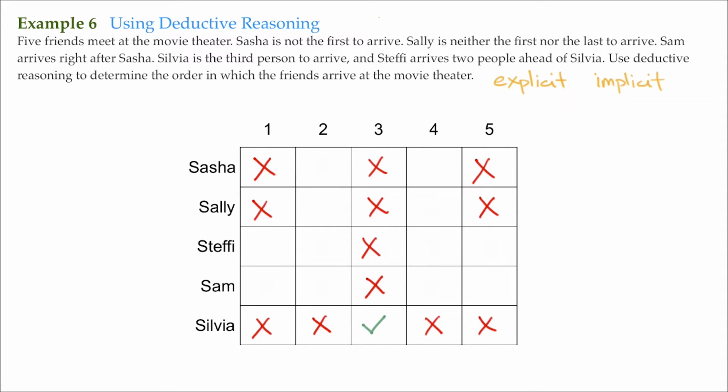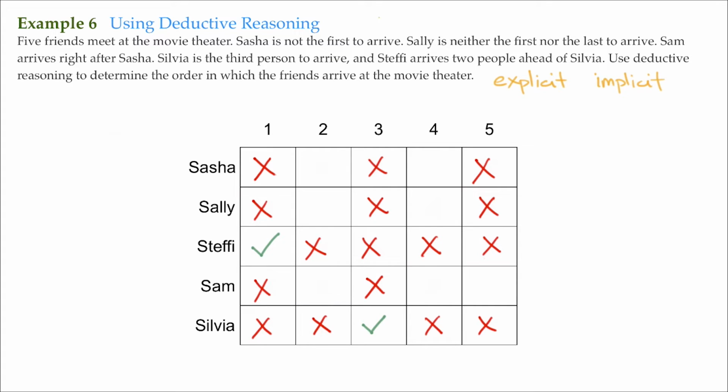So then as we continue, Steffi arrives 2 people ahead of Sylvia. So then Steffi must have been first. And then, of course, that means Sam was not first. That also means that she was not second, fourth, or fifth.